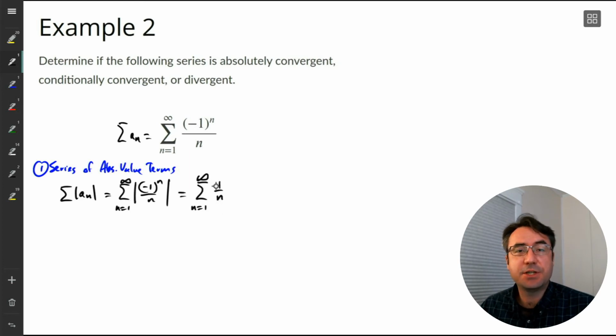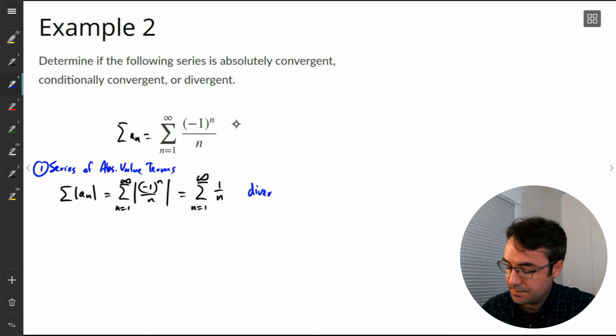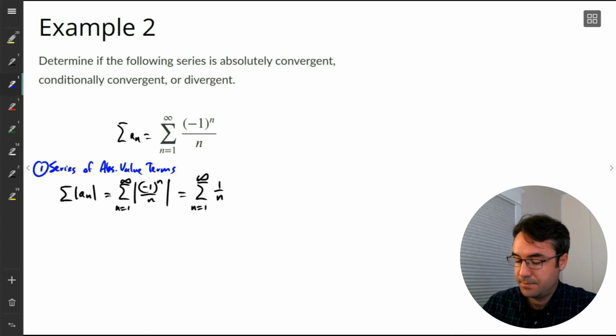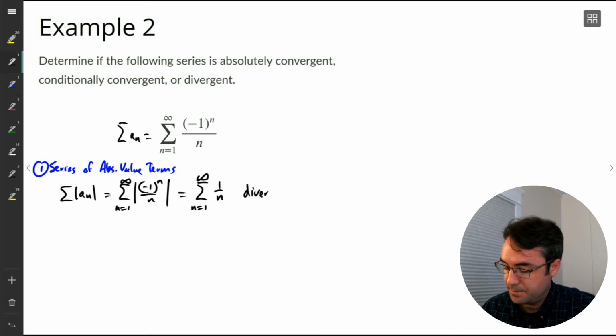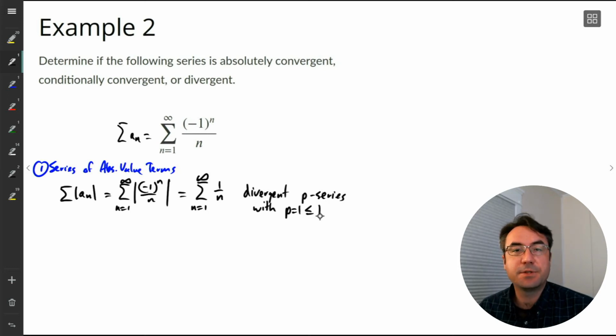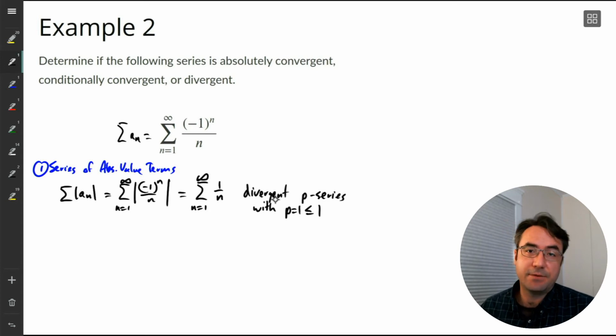And this is just our harmonic series, or p series with p equal to 1. So we know what this series does. This is a divergent p series with p equal to 1. And we know that when the p values are less than or equal to 1, it's a divergent p series. So we're just providing some explanation about why this series diverges here.